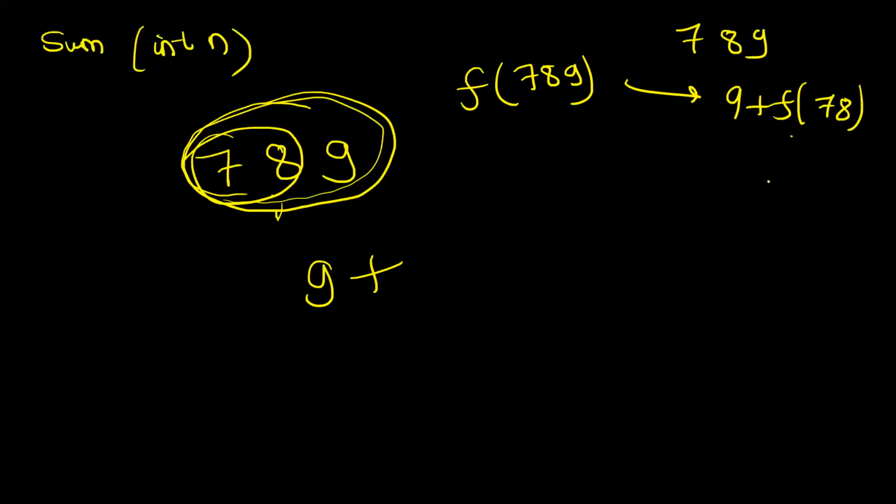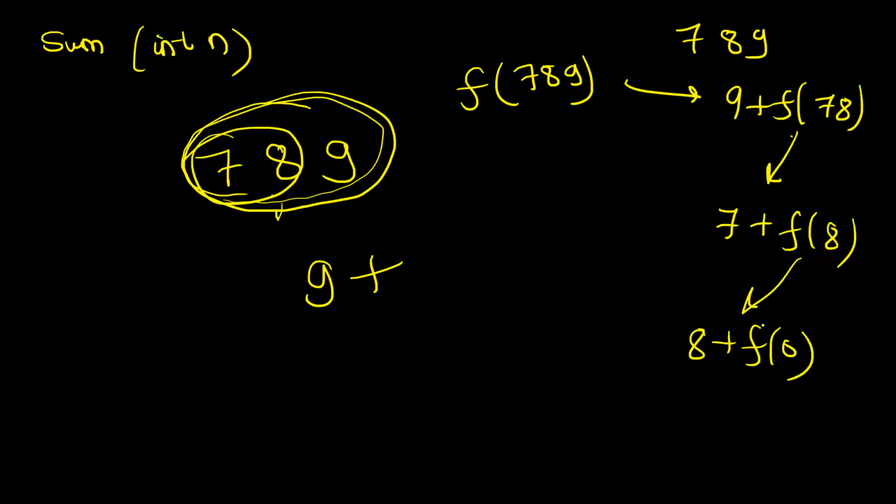And what is the sum of digits of 78? It is nothing but 7 plus the sum of digits of 8. What is the sum of digits of 8? 8 plus the sum of digits of 0. What is the sum of digits of 0? 0. So 8 plus 0 is 8. 7 plus 8 is 15. 15 plus 9 is 24. So this will return the output as 24.